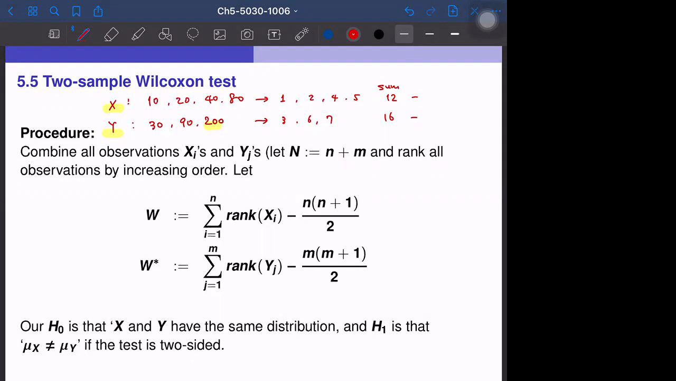For example, x has 4 observations, so at minimum we have ranks 1, 2, 3, 4, and the sum of 1, 2, 3, 4 is equal to 10. We define 2 as the test statistic, called W. For y, we have 3 observations, so at minimum the sum of ranks is 6. We subtract 6, so 10 is the test statistic. The idea is that if W is too small or too large, then we reject the null hypothesis.